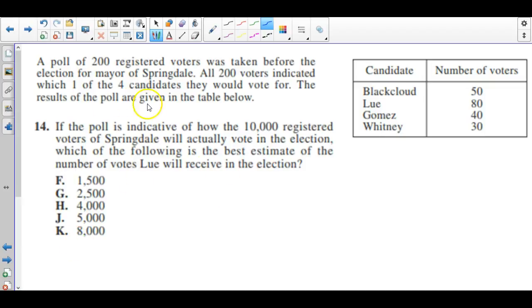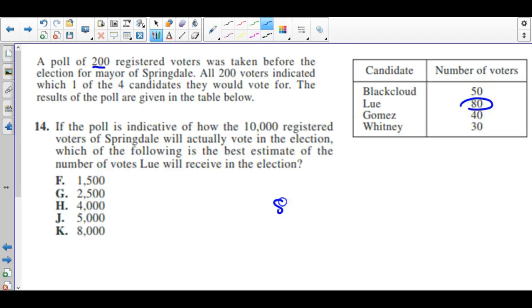Alright, so there was a problem with the odds associated with this table as well, where a poll of 200 voters was taken. All 200 voters indicated one of the four candidates here. So you can read through this. It says if the poll is indicative of how the 10,000 people are registered, so 200 of the 10,000, how many would this person Lou have received?